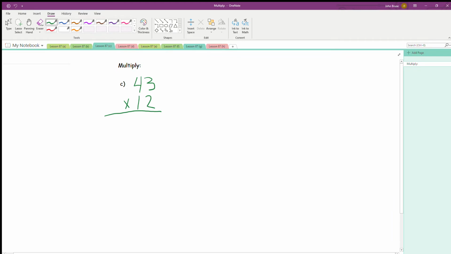Okay, so we've got 43 times 12 for our area model. We're going to draw our box. We're going to put 43 on top in expanded form. We're going to put 12 on the side in expanded form. We're going to solve this box here.